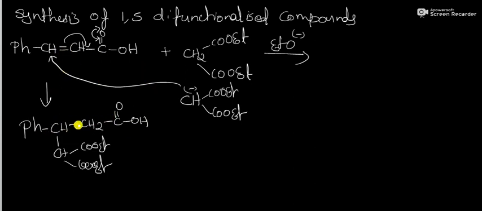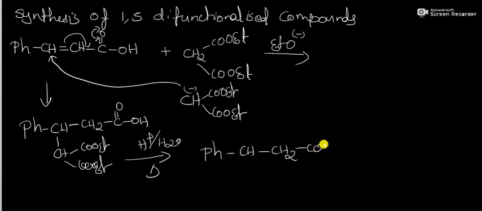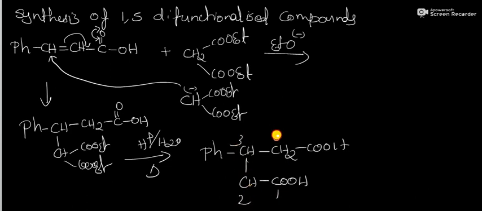That is, on Michael addition we get a saturated product, which on hydrolysis and heating we get Ph, CH, CH2, COOH. Here the ester groups will be converted into acids, and on heating one acid group gets eliminated as carbon dioxide, and it will finally be converted into this product, and this is a 1,5-dicarboxylic acid. 1, 2, 3, 4, 5. This is a 1,5-difunctionalized compound.